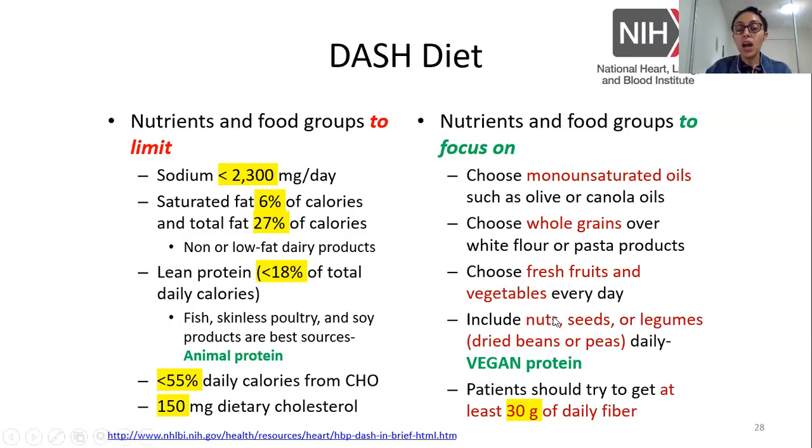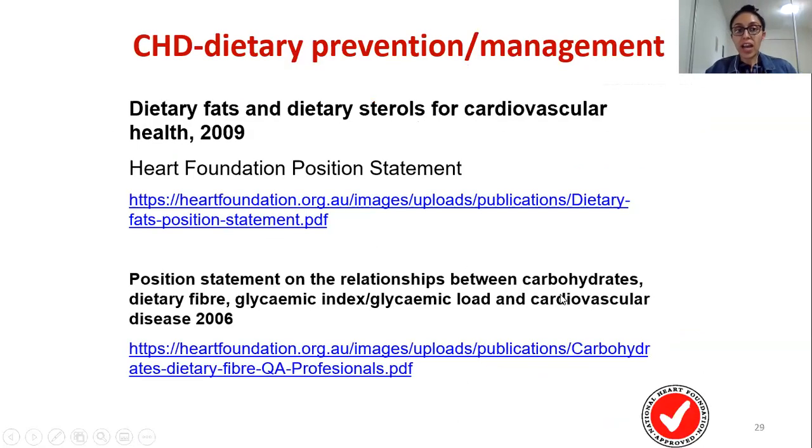Why whole grains? Because fiber has shown a good response with hypertension and cardiovascular diseases. I'll be explaining the reasons soon. And choose fresh fruits and veggies because of their antioxidant properties, vitamin content, and soluble fiber content. Then you have your vegan protein, and as I said, dietary fiber, at least 30 grams is recommended. So that's your basics of the DASH diet.